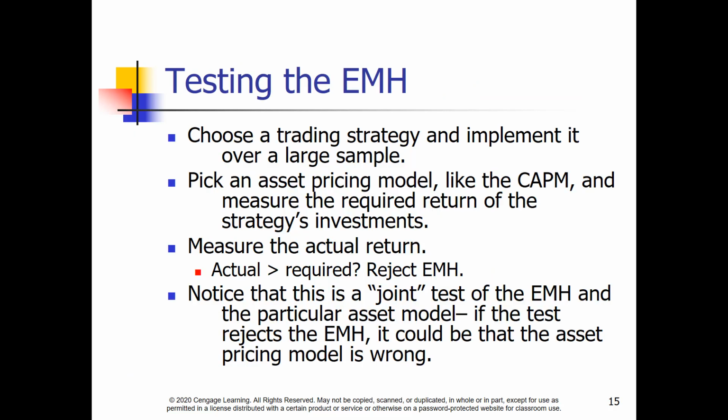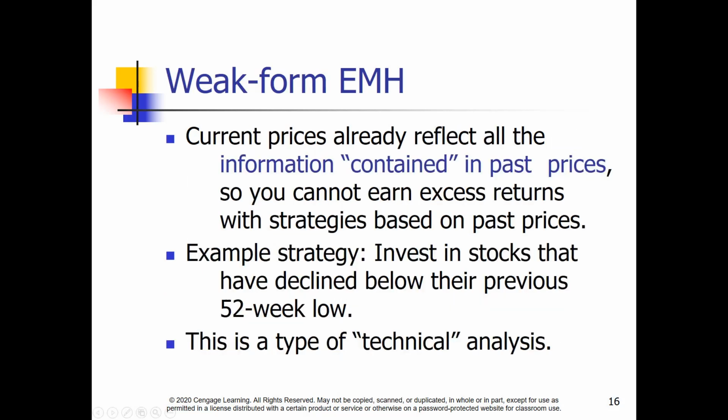To test the efficient market hypothesis, choose a trading strategy that takes advantage of the market if it is not efficient. Choose an asset pricing model, like CAPM, to measure required return versus actual return. If the test rejects the EMH, then either the efficient market hypothesis is wrong or the asset pricing model is incorrect. This is a joint test. The next three slides define the forms more completely.